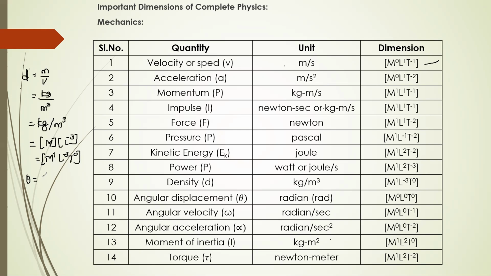So angular displacement is what? It is nothing but the measurement of angle. So in a circular motion, we consider this angular displacement. Here what happens? It is M raised to 0, L raised to 0, T raised to 0. Why? Because here it is in terms of angle, right? Therefore, we take the dimensional formula for angular displacement as M raised to 0, L raised to 0, and T raised to 0.